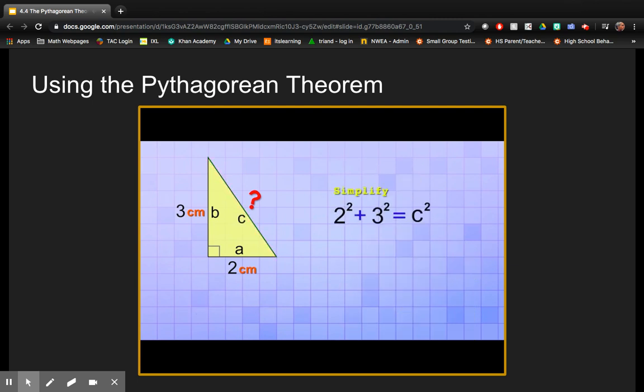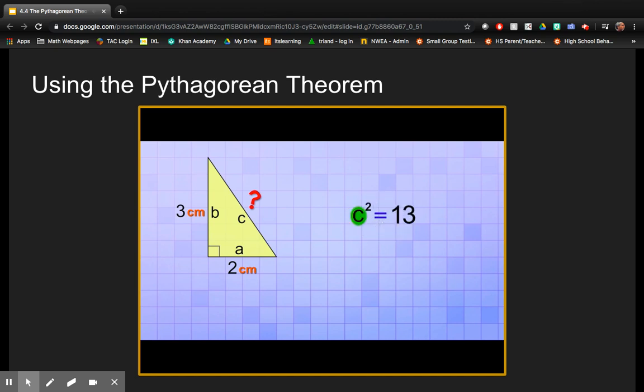First, we need to simplify the left side of the equation since it contains the known numbers. And according to the order of operations, we need to simplify the exponents first. 2 squared is 4, and 3 squared is 9. Then we add those results: 4 plus 9 equals 13. And we have the equation 13 equals c squared, which is the same as c squared equals 13.